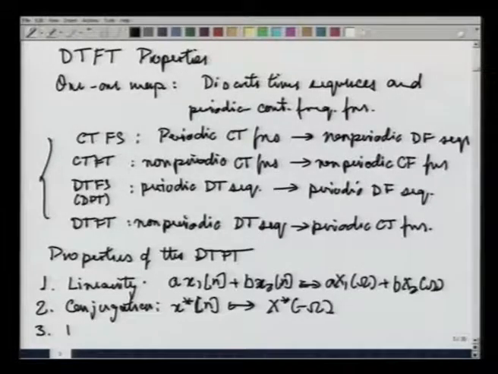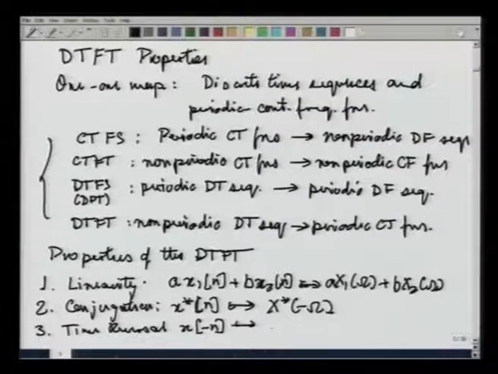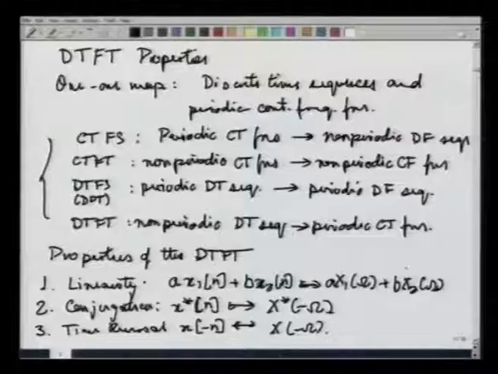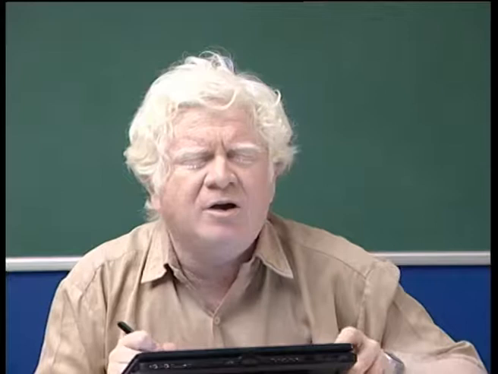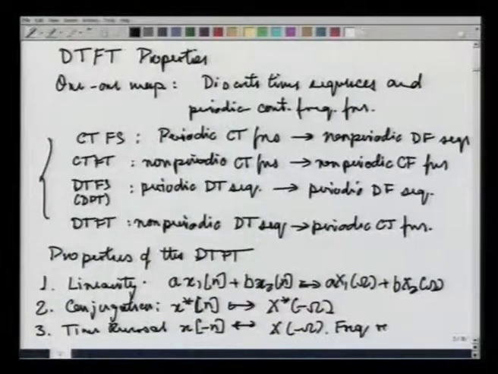Time reversal: x of minus n yields X of minus omega. Since x of minus n goes to X of minus omega, we have automatically taken care of frequency reversal as well, because it simply means that X of minus omega goes to x of minus n. So, this covers frequency reversal.